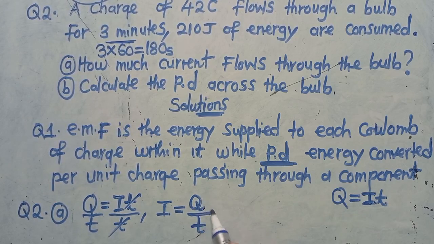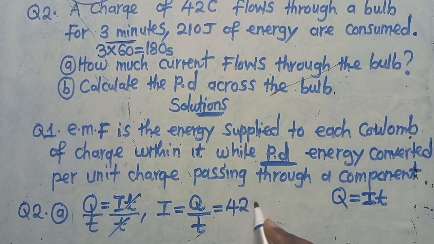Then from here we substitute. We know charge. What is charge? Charge is 42. So I say 42 coulombs over time. Time is 180 seconds. So you get your calculator and punch that. What is your answer? 42 divide 180.